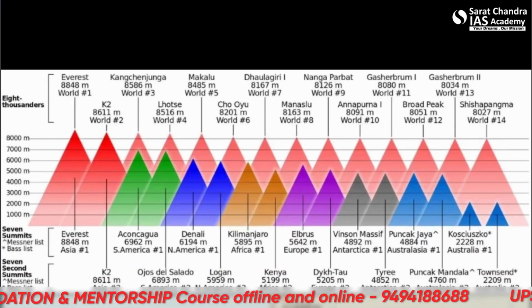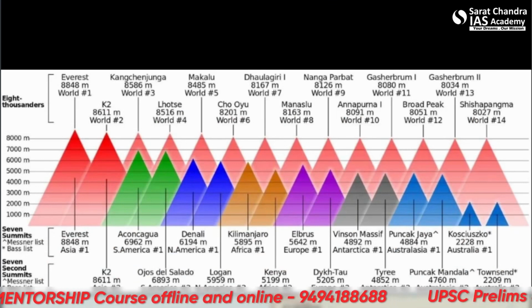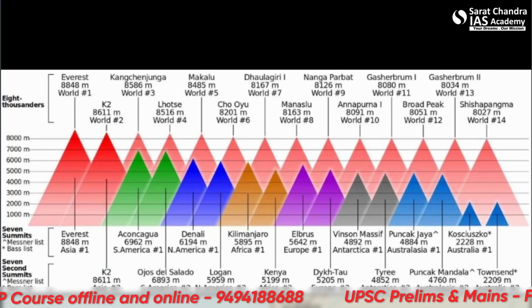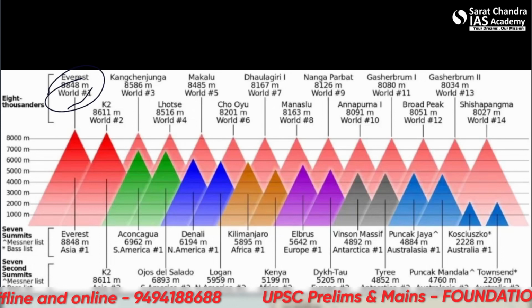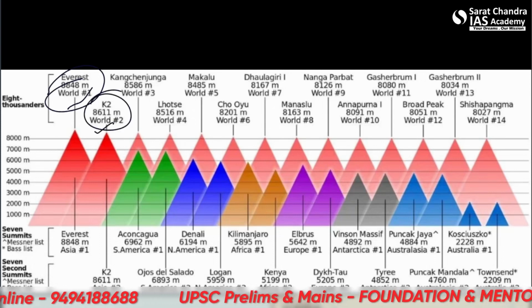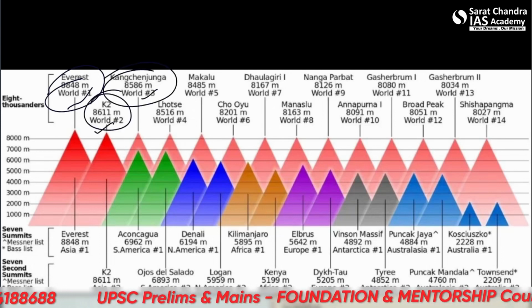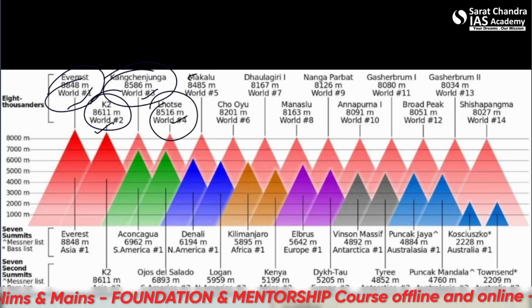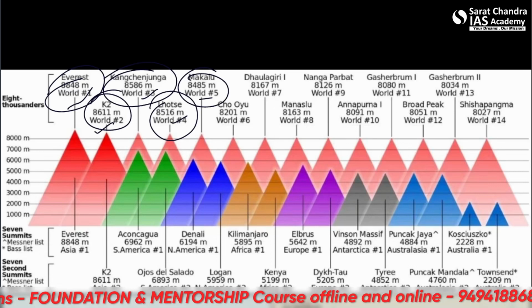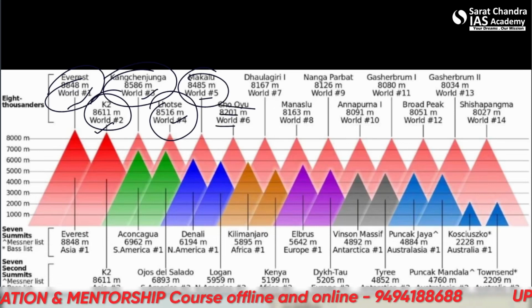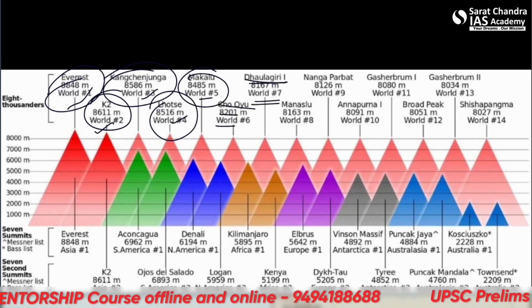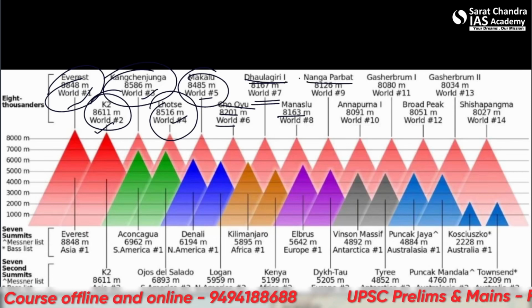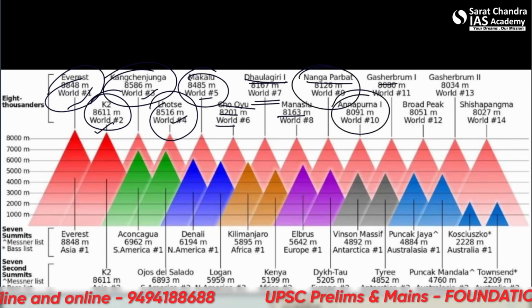Let's see some mapping here. So what are the important mountains of the world which are located in the Himalayas? Everest is located in the Himalayas, yes. K2, Godwin Austen, yes, it's in the Karakoram range. Kanchenjunga, yes, it's in the Greater Himalayas. Lhotse is also in the Greater Himalayas. Makalu is also there. Then there is Cho Oyu, and Dhaulagiri is also located in the Himalayas. Manaslu and Nanga Parbat both. Then there is Annapurna, it's in Nepal.